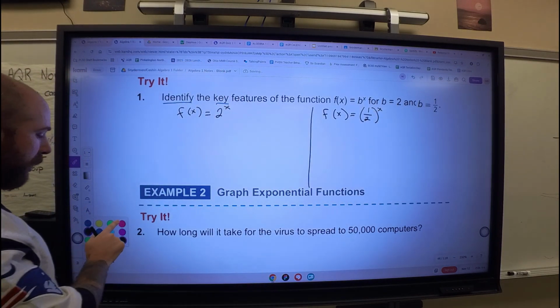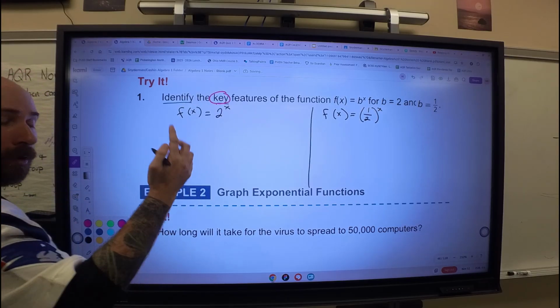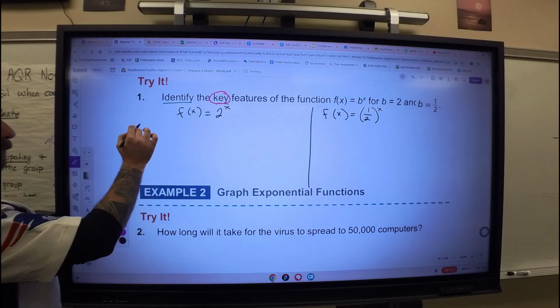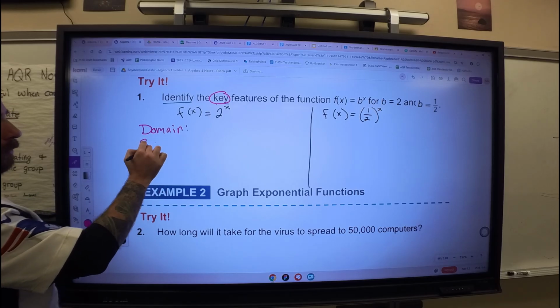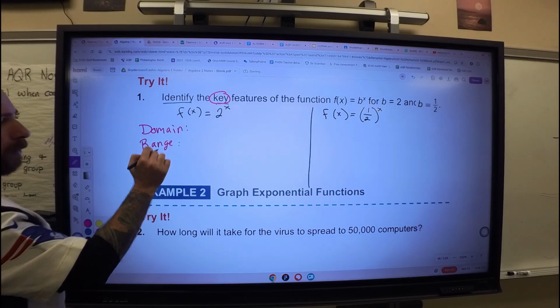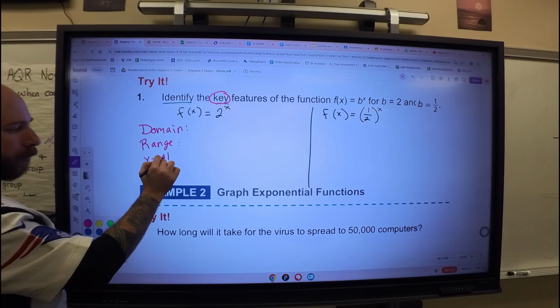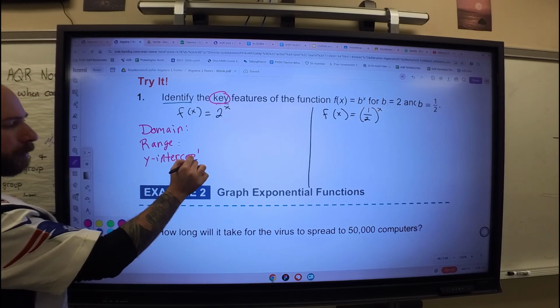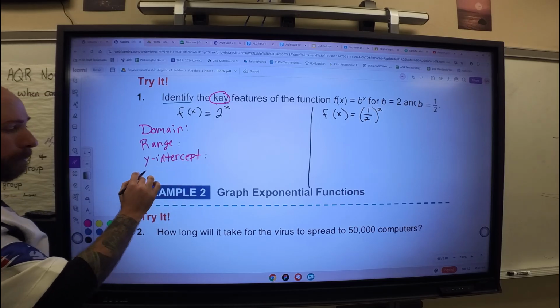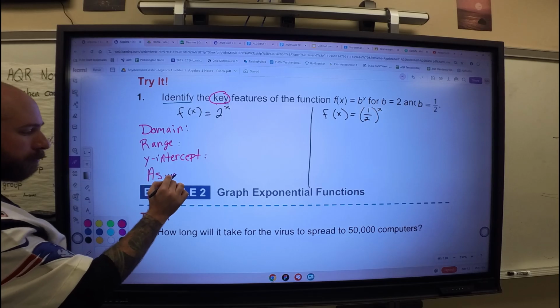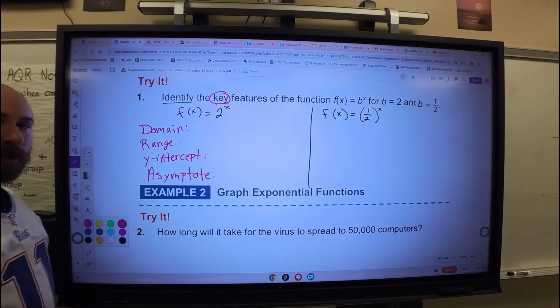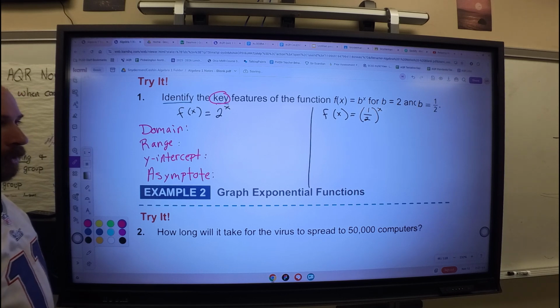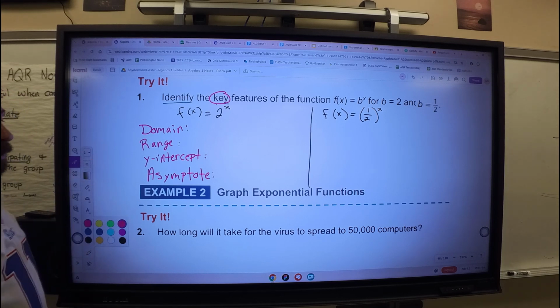Now when it says key features, there are 4 of them that we're going to consider. We have domain, we have range, we have the y-intercept, and we have a new term, which is called the asymptote. Okay? So those are the 4 things that we are going to consider, and I'm going to talk about what the asymptote here is in a minute.